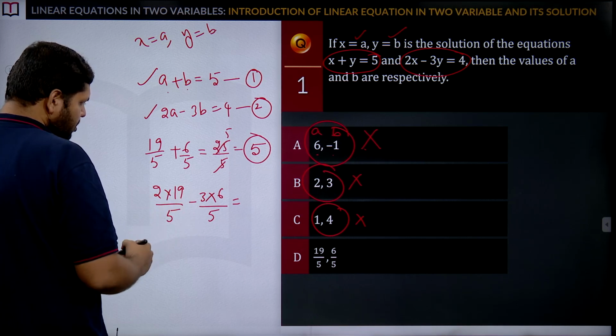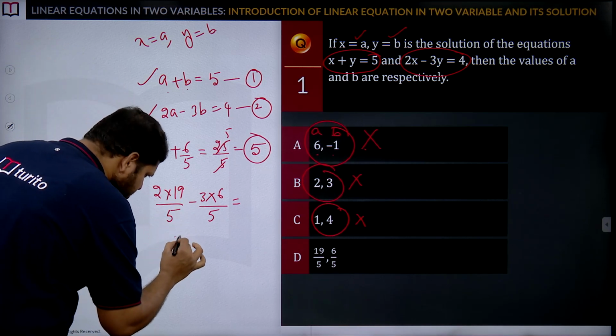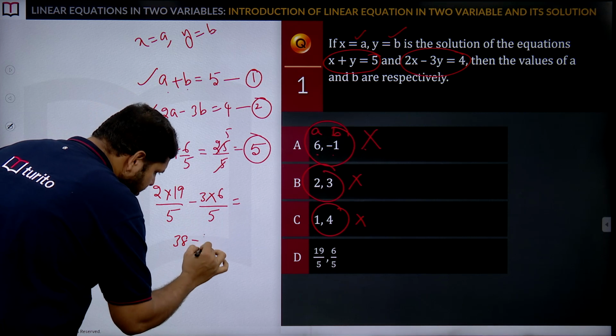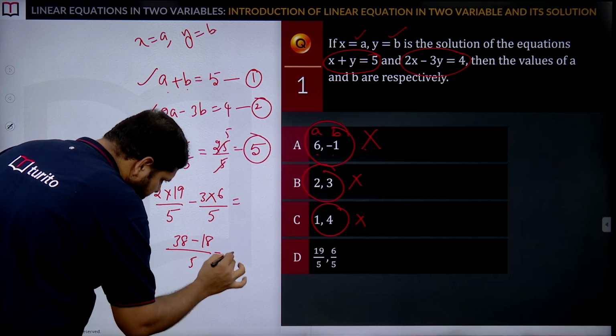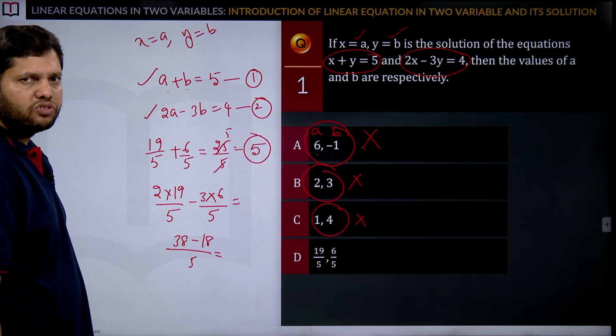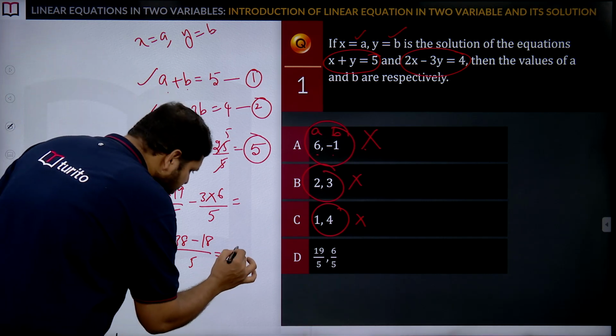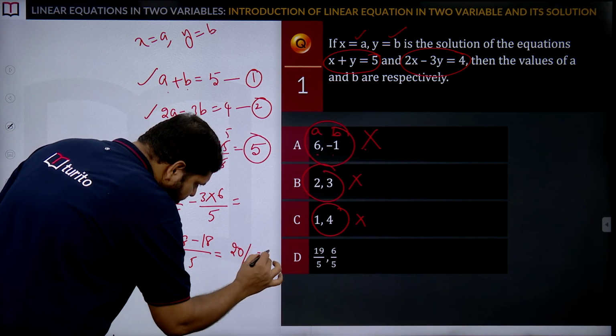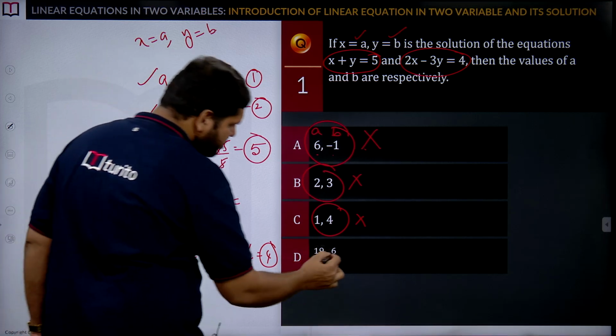So what we can do, children? 19 into 2, we can say it is 38. 6 threes are 18, and divided by 5. 38 minus 18, what is the value, children? 20. So 20 by 5 is equal to 4. So I can say this is correct.